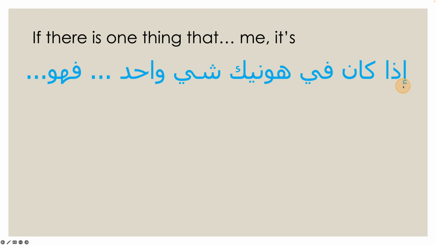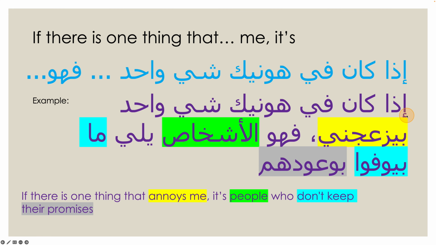Our next phrase, if there is one thing that, it is. And in Arabic we say إذا كان في هونيك شي واحد فهو. And we've got an example for you. إذا كان في هونيك شي واحد بيزعجني فهو الأشخاص يلي ما بيوفوا بوعودهم.